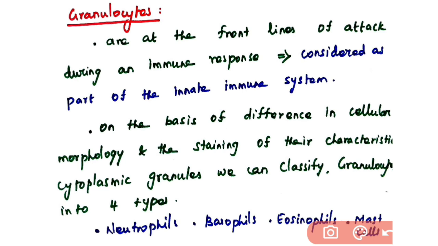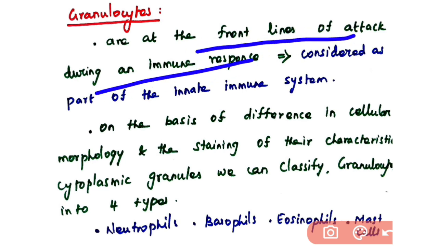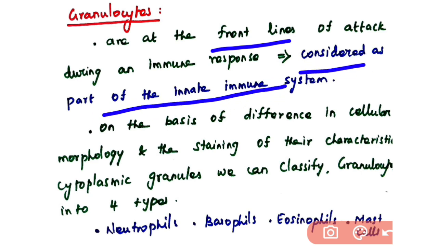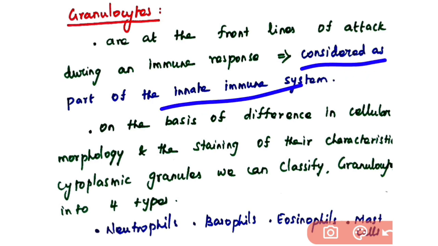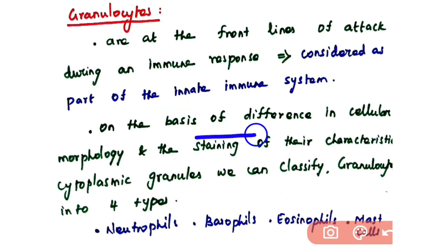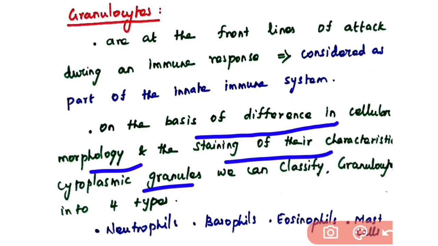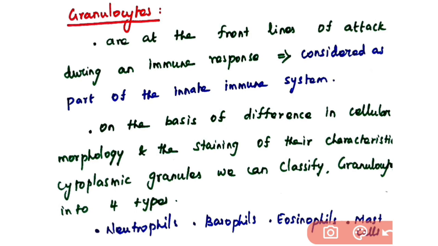Granulocytes are at the front lines of attack during an immune response. These are the cells which first respond to infections, so they are considered part of the innate immune system. Innate immune system means it is non-specific to the pathogens; it won't act very specifically against a pathogen. As granulocytes give a non-specific immune response, they are considered part of the innate immune system. On the basis of differences in cellular morphology and the staining characteristics of cytoplasmic granules, we can classify these granulocytes into four types: neutrophils, basophils, eosinophils and mast cells.